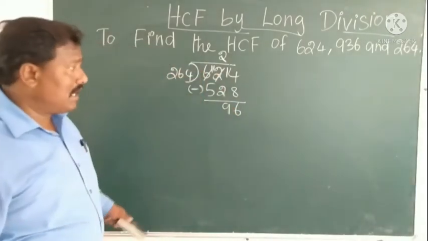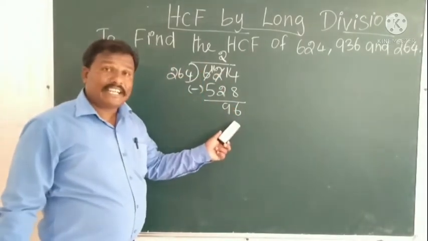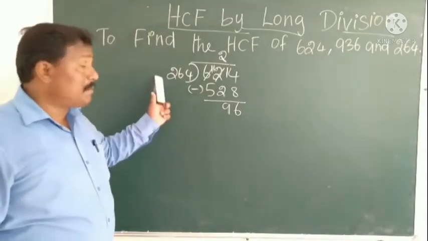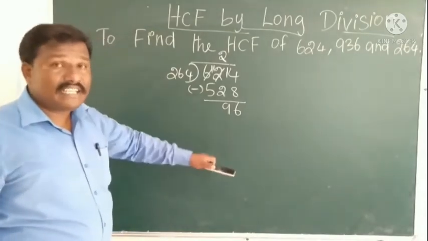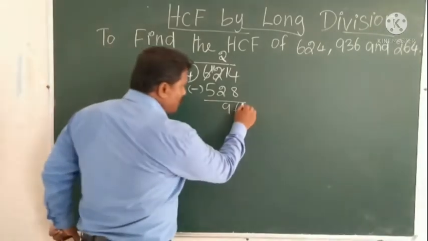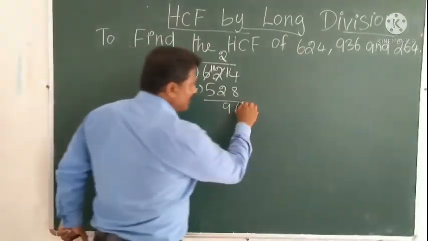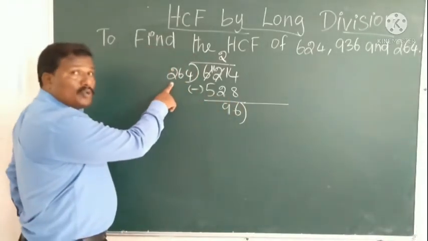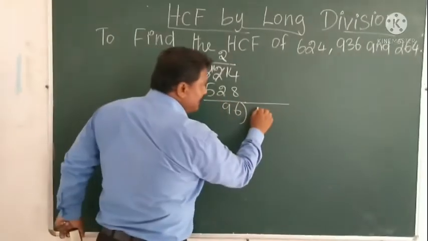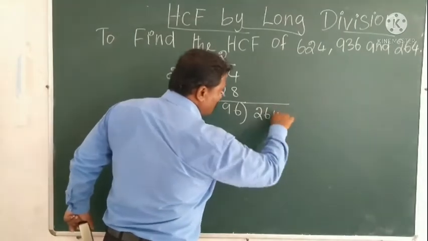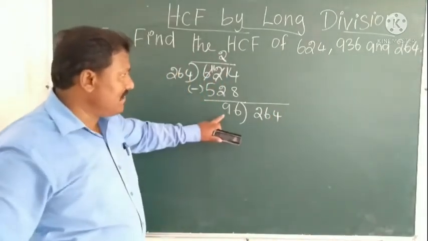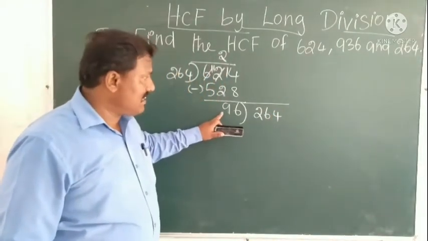As per our rule, I told you the new remainder becomes the divisor. The previous divisor becomes the dividend. So we take the previous divisor, 264, as a dividend. Now again we have to divide it by 96.